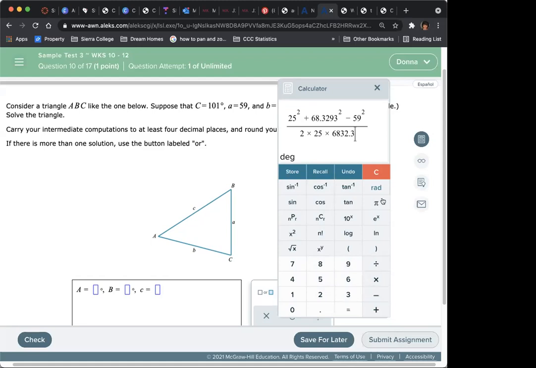All right. And then I'm going to take the cosine inverse of that. It's in degrees, so it'll give me my answer in degrees. So I put in the quotient first and then take the cosine inverse. So then I'm going to get 89.7. And that's going to give me A.